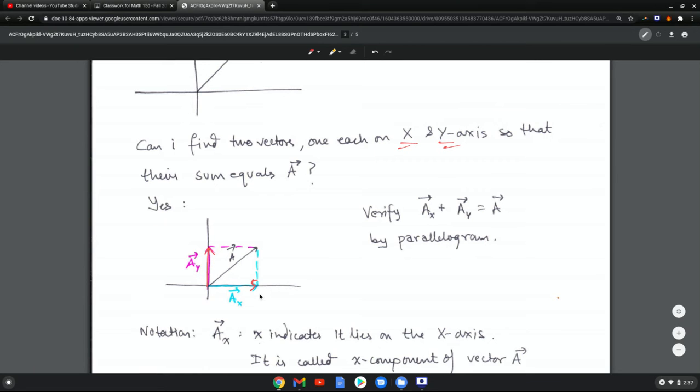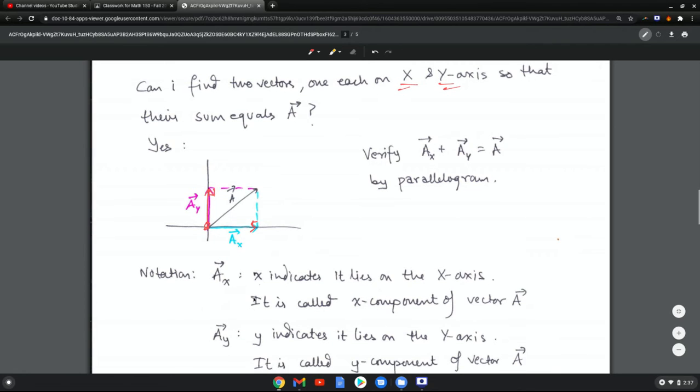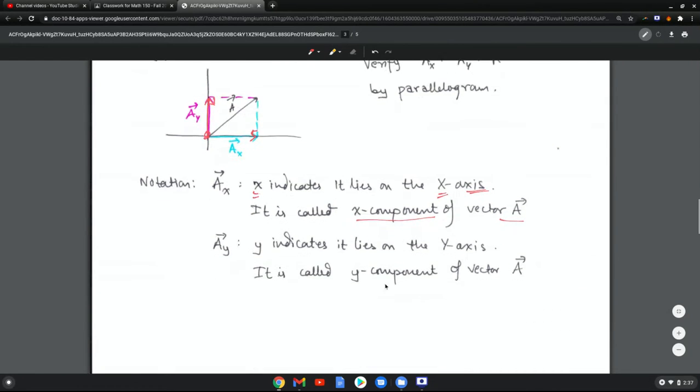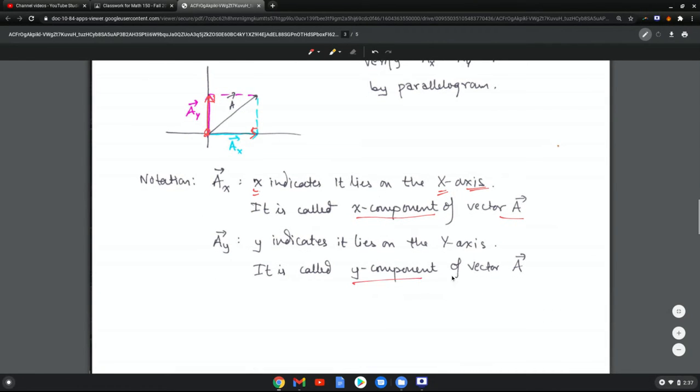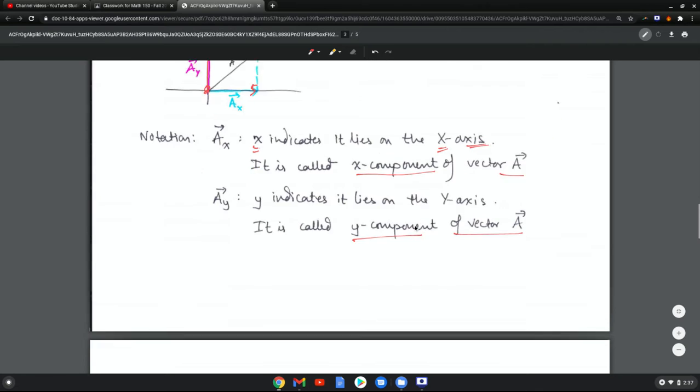Now because this is a square, which is also a parallelogram, by the parallelogram law, AX plus AY is going to equal A. The AX vector, here the x indicates that it lies on the x-axis, and it has a special name which is called the x component of vector A. AY indicates it lies on the y-axis and it's called the y component of the vector A.